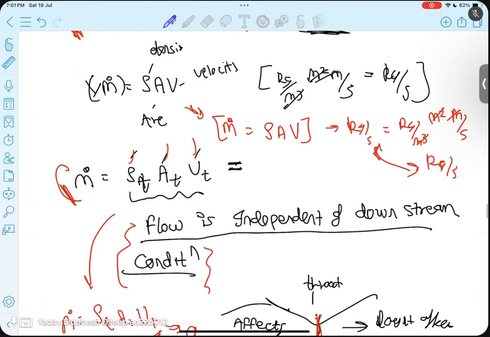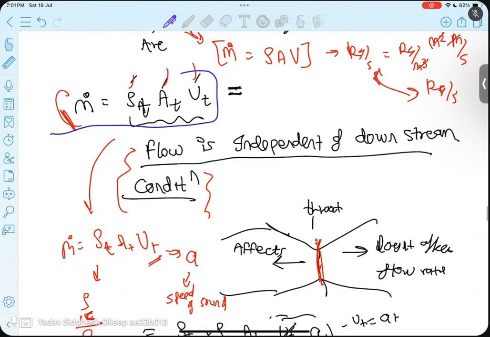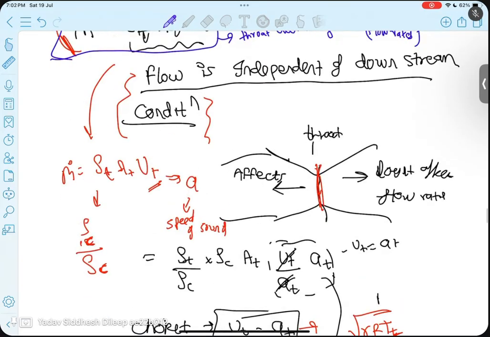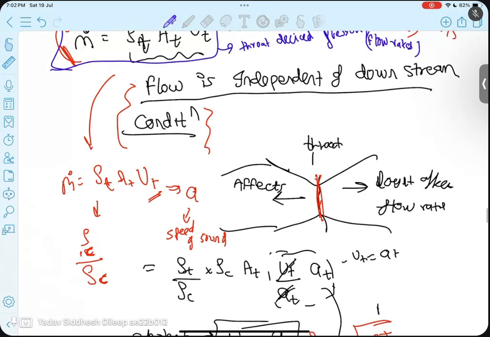So we take it at the throat, because the throat in the rocket nozzle decides the flow rate, nothing else, because it has the minimum area. Very important. Throat actually decides pressure to some extent. I mean, if you want to operate at a particular pressure, then the throat will decide the flow rate. Now flow is independent of downstream condition.